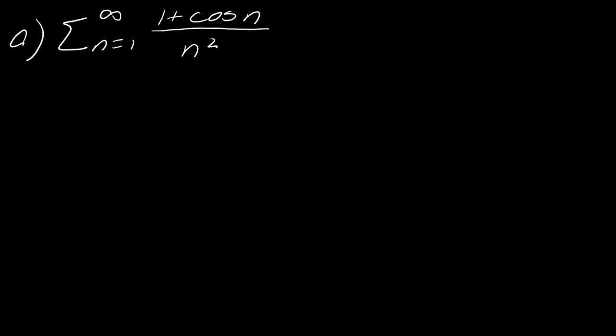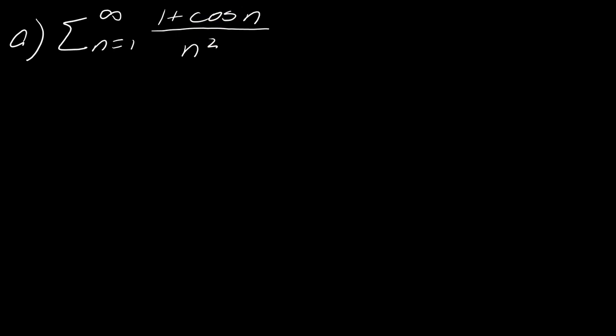Okay, we're going to start with this first one here. I've got the sum of 1 plus cosine n over n squared. A lot of times when you have just a single term, like n squared, n to the pi, whatever you want, in the denominator like we do here, that is really just screaming for you to use the direct comparison test, probably.